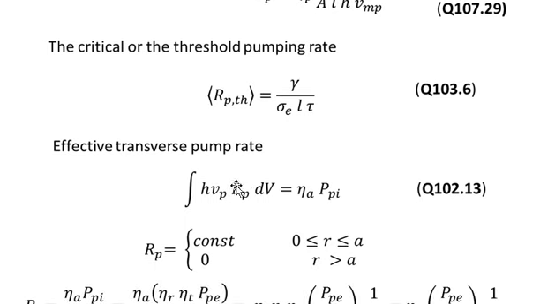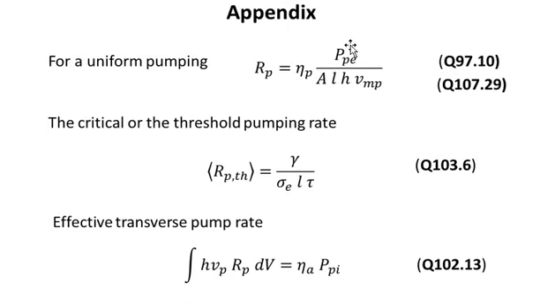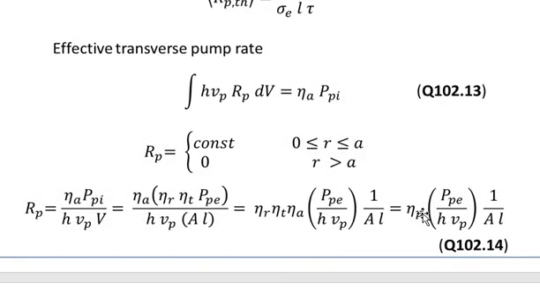The effective transverse pump rate is given by the equation that I have shown over here. This is valid for uniform pumping in the case of transverse pumping. For the effective transverse pumping rate, we have this integral, which I mentioned in equation number 10, question 102.13. Here Pi is the input pumping power, eta A is the absorption efficiency, and the rest of the quantities have been addressed. So this is the integral.